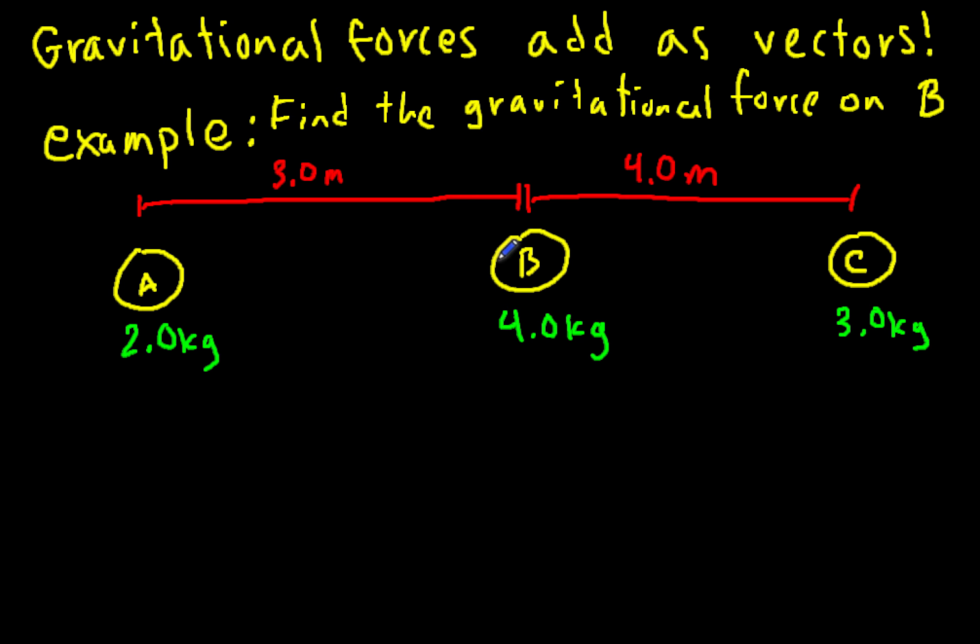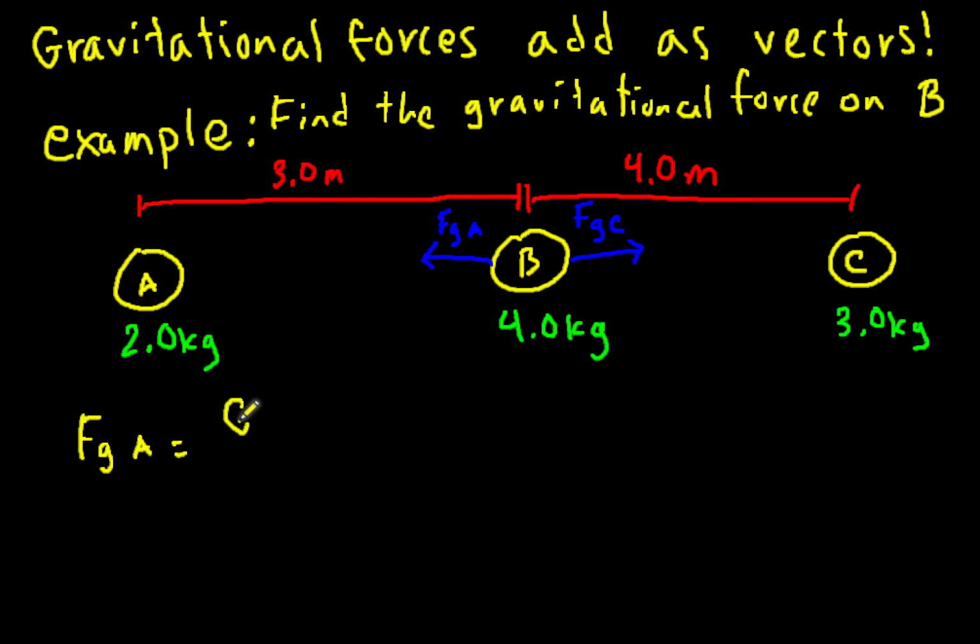Now B is attracted to both A and C. We have FGA towards A and FGC towards C. The total force on B is going to be the vector combination of the two. First, we need to calculate each force.